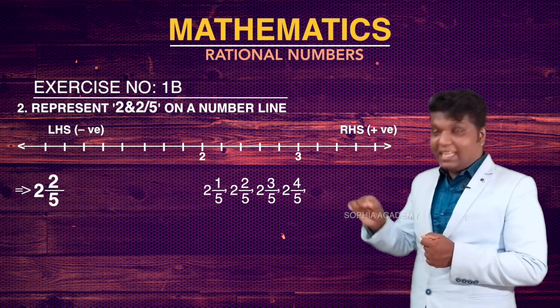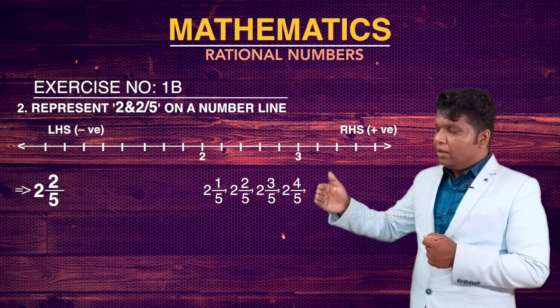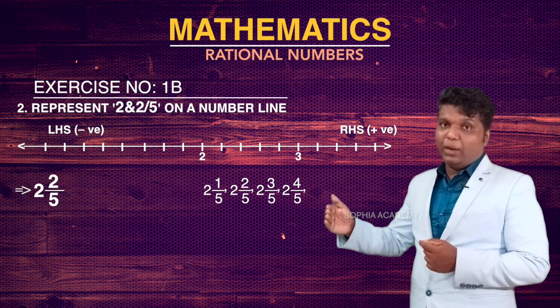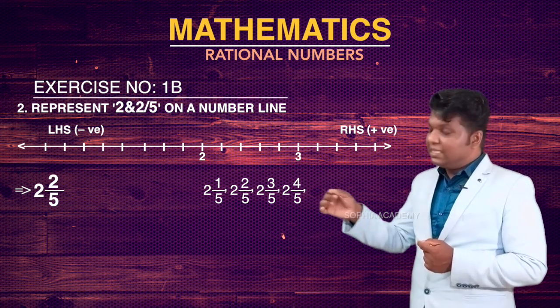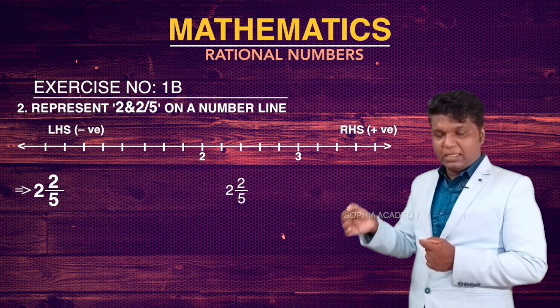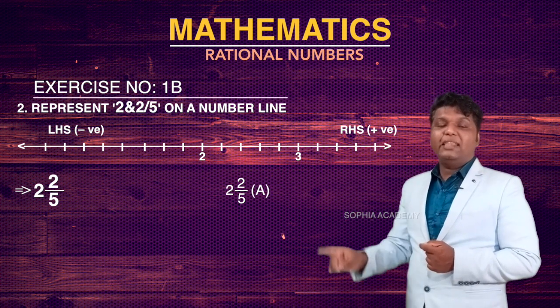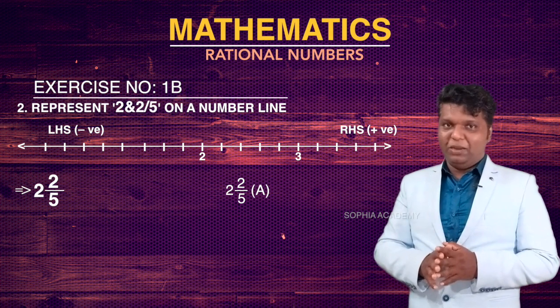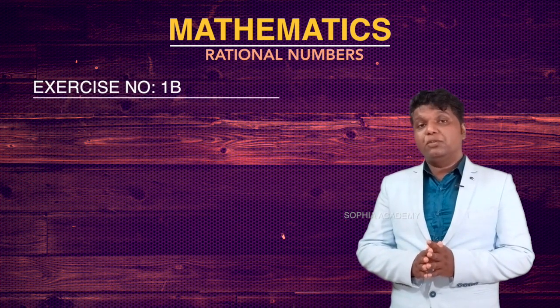Is that clear? Like that we will define them. So what is our question? We want 2 and 2 by 5. So the second point, after 2, the first and the second point, we will take the second point, mark it as A, and that point will be 2 and 2 by 5.